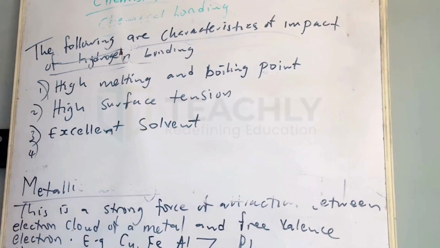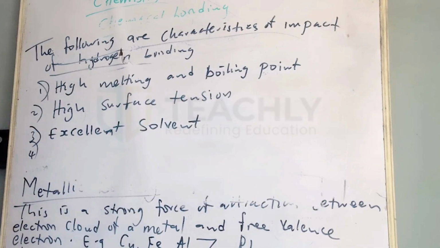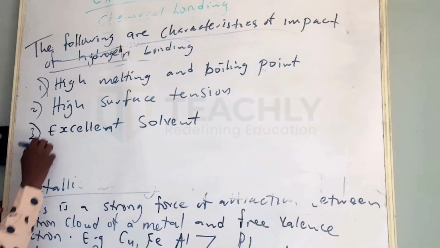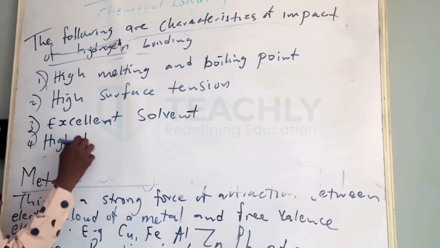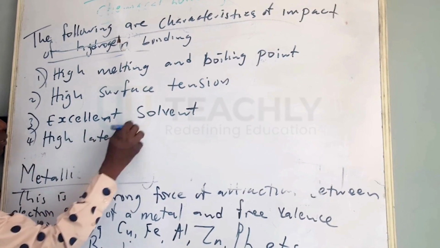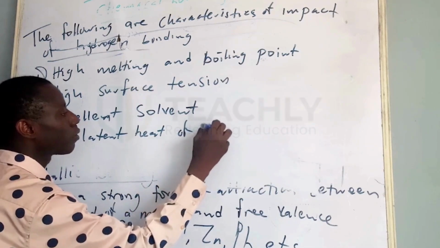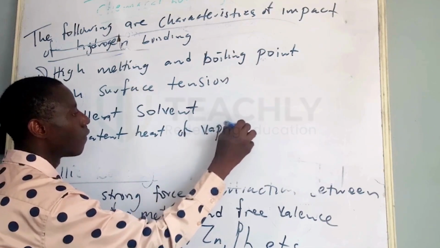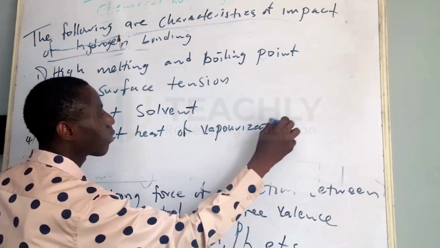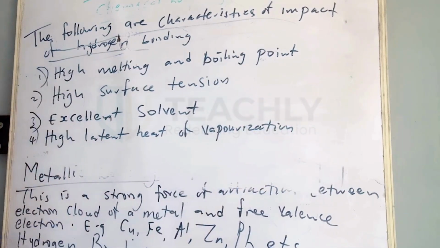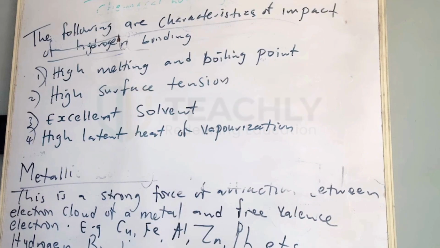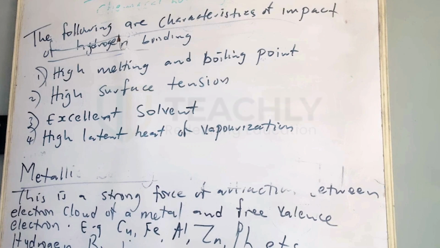So lastly, the effect of hydrogen bonding is what? High latent heat of vaporization. So these are the effects, the impact of hydrogen bonding on a particular chemical compound.